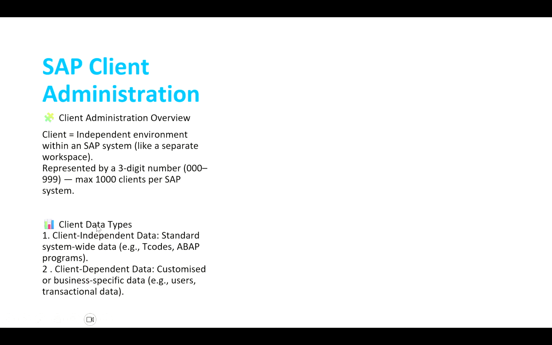Then we will be discussing client data types. What are client data types? In every organization there will be two types of data: one is independent data, and one is dependent data. Independent data, client-independent, means it's a standard system, it's a white data.